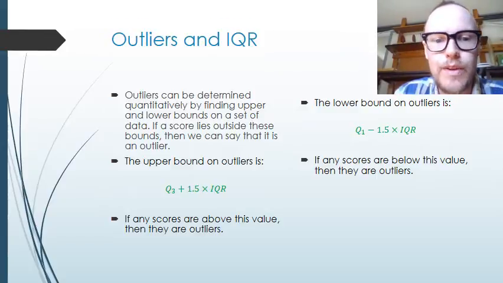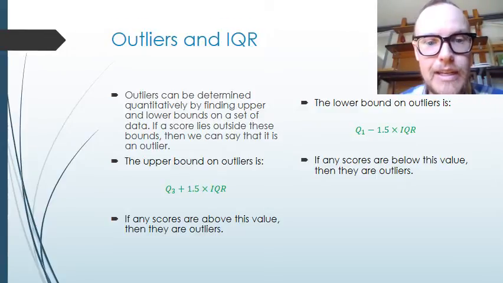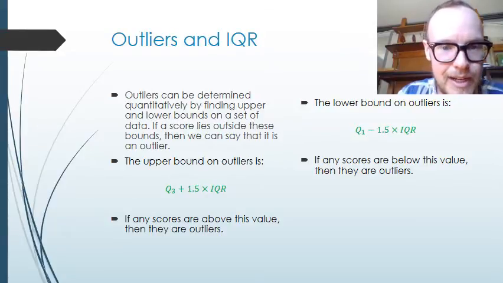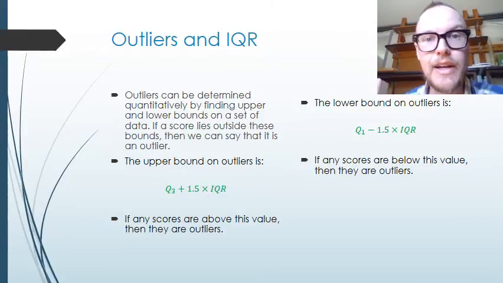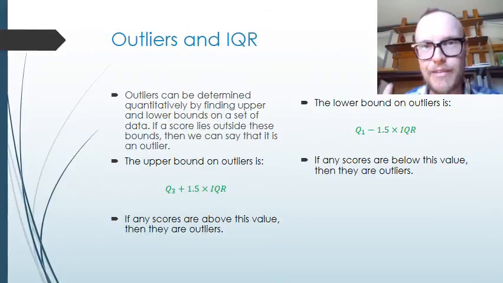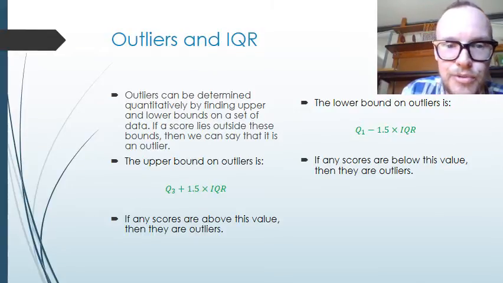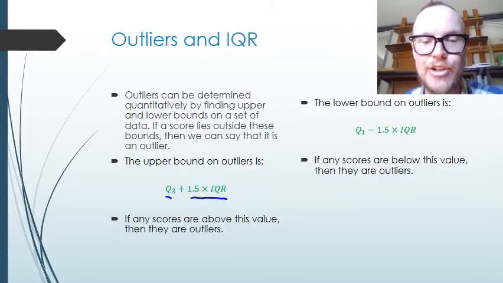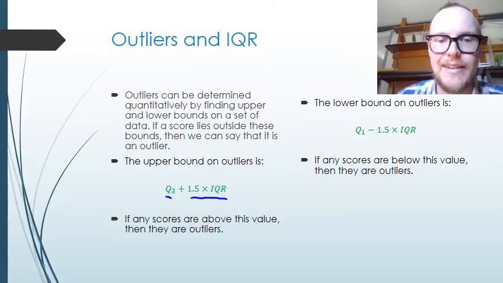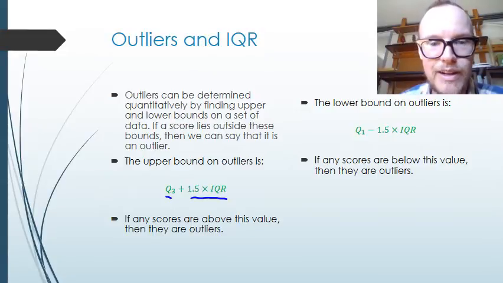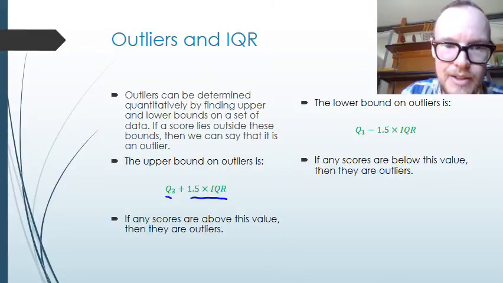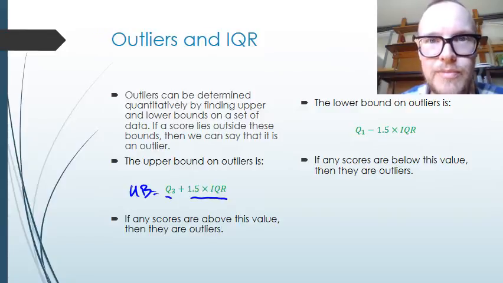So if we have a look at how we can determine the upper bound on an outlier, so that's the absolute maximum value that could be considered a value that's part of the main set of data, is Q3 here plus 1.5 times the interquartile range. If a value is greater than that, then it is an outlier. So our upper bound is going to be equal to the Q3 plus 1.5 times the interquartile range. If we found a value that's larger than that, then it is going to be an outlier.